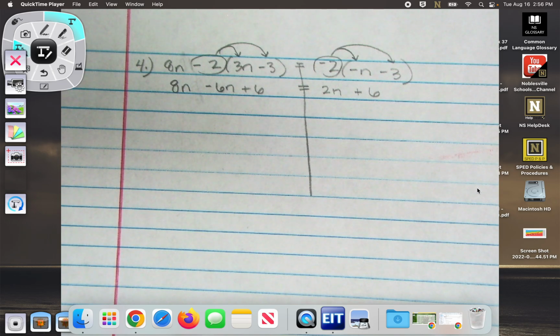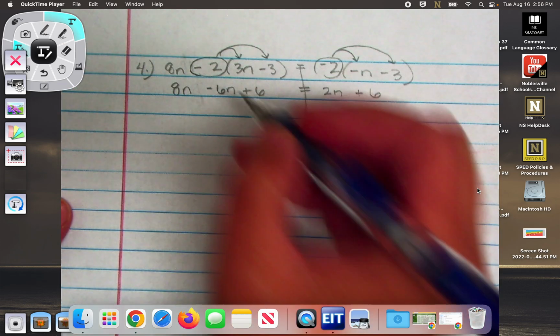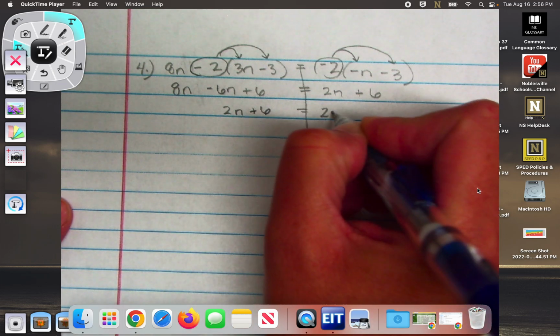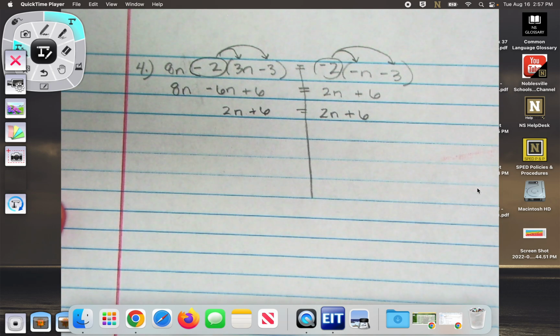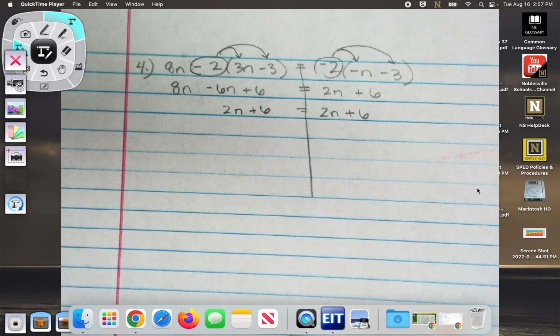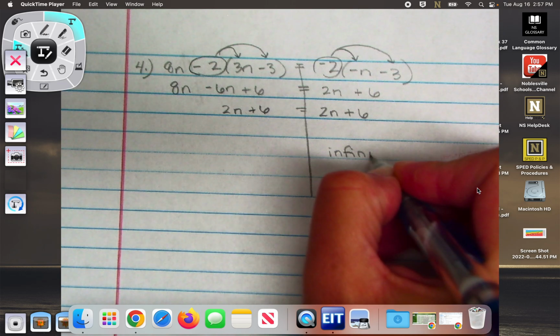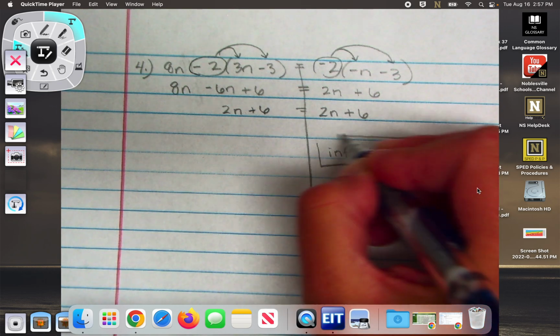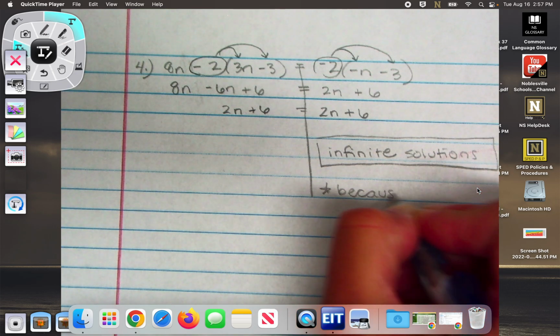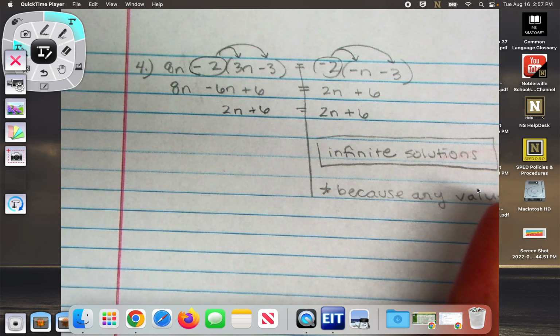All right, so this is 8n right here and 8n. When I combine my like terms over here, I get 2n plus 6, equals 2n plus 6. Because I made a mistake, I had you add an n back in there. Who sees it? Raise your hand when you see it. They're the same. Ben, what are we seeing? It is infinite solutions. Why? Because they're the exact same. Infinite solutions is the answer here, because any value will work for n.